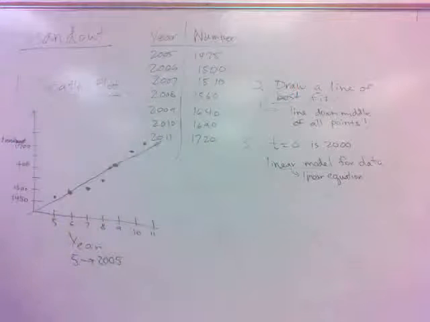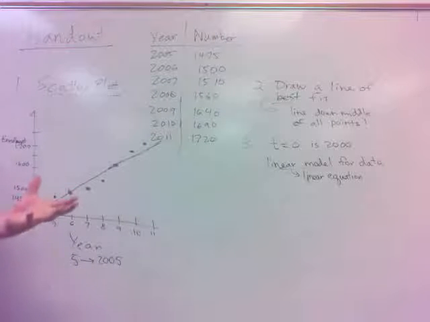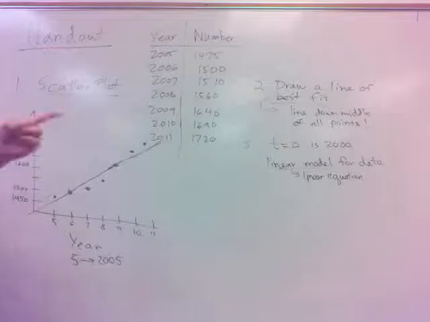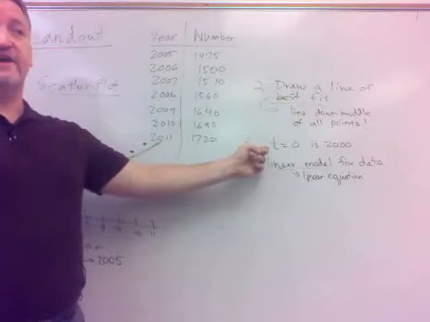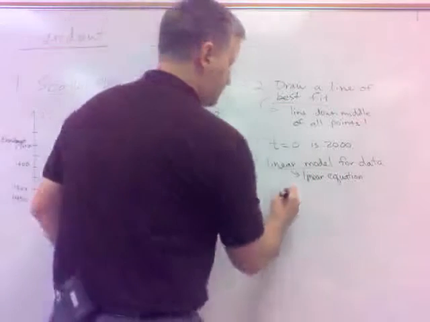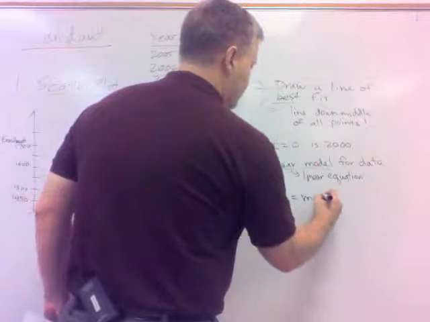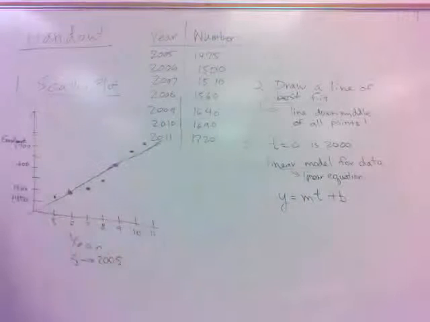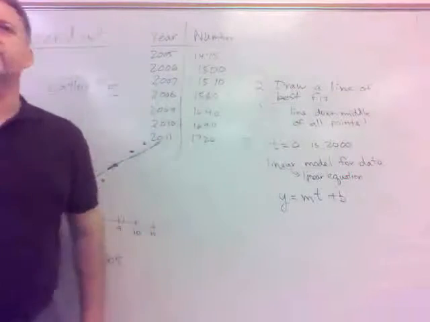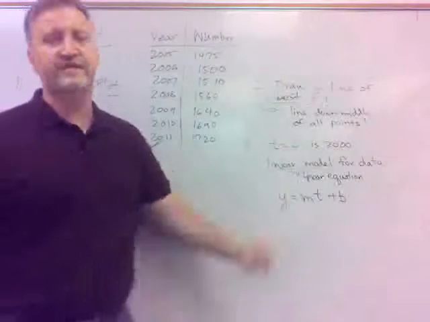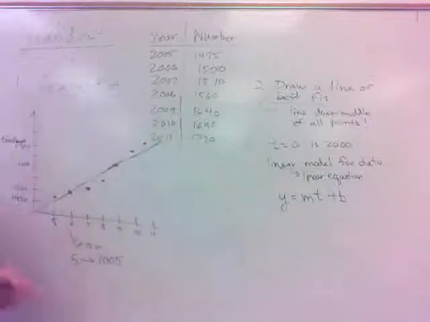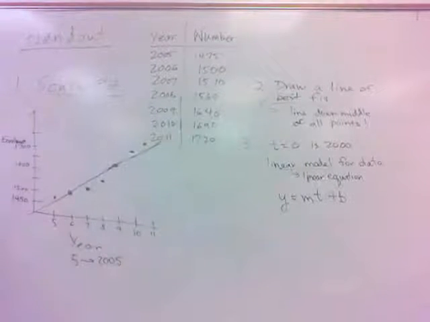What does a linear equation look like? Well, that's what we just talked about. y equals mx plus b is usually the format you want. Now in this case, I am saying t instead of x, so the linear model is going to be y equals mt plus b. That's what I'm looking for. I'm looking for a line, y equals mx plus b, which in this case I'm using t instead of x, t for time. Okay? That's what I'm looking for.